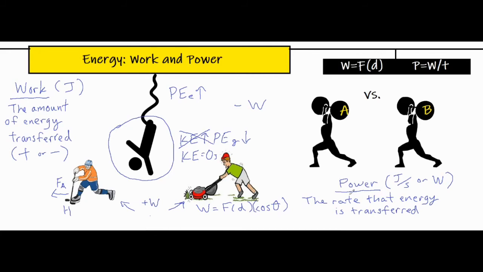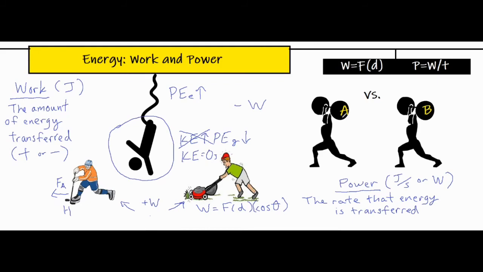Now, focusing on power. Power is taking a look at the rate that energy is transferred. So it's basically talking about how quickly these things are being done. These three examples here are just talking about a certain amount of energy. Now for power, you're really focusing on how quickly that energy is being added or subtracted from the system.